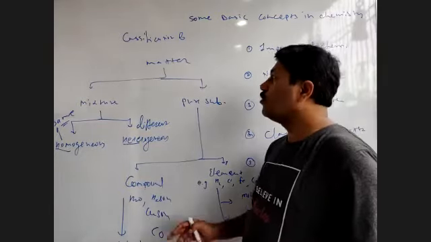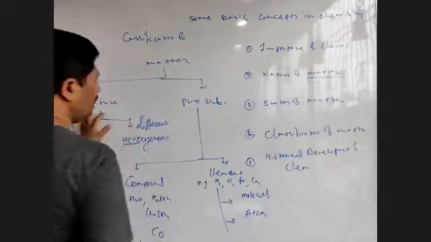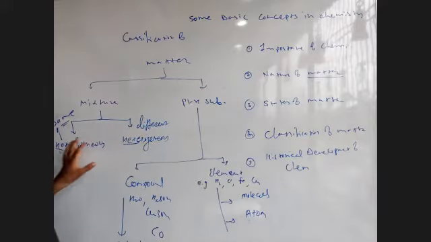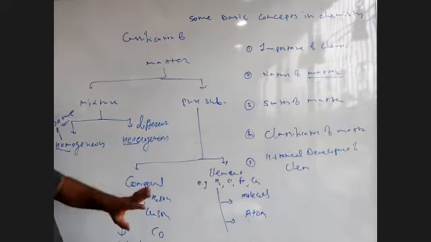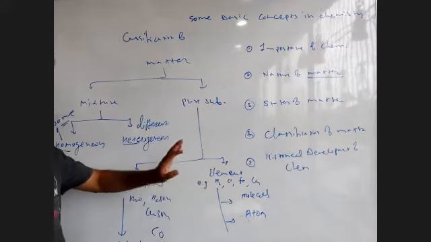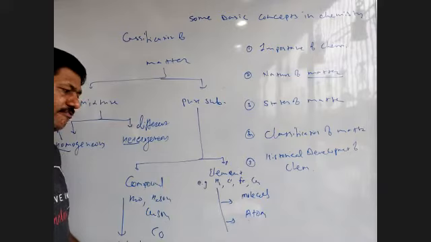What we are talking about, number one, is matter. Matter is classified into mixtures and pure substances. Mixtures are classified as homogeneous and heterogeneous mixtures, and pure substances are classified into compounds and elements. An element may exist in molecular or atomic form, and a compound exists only in molecular form.